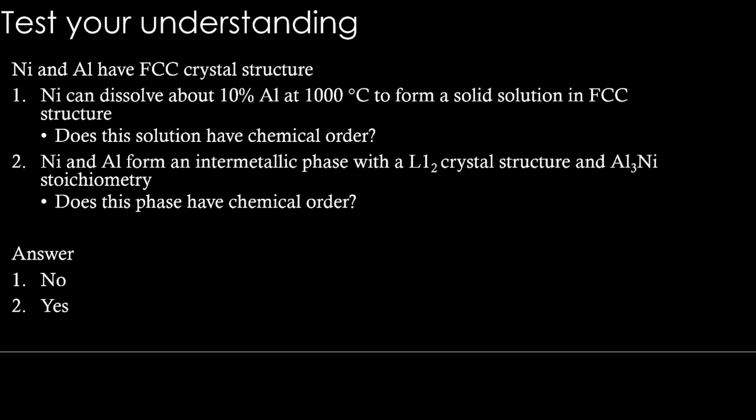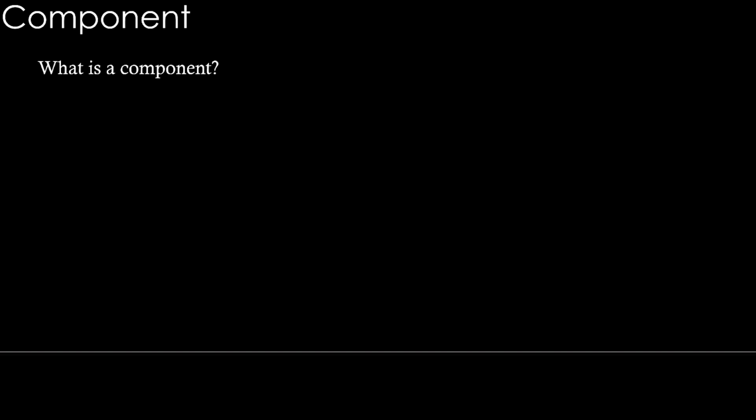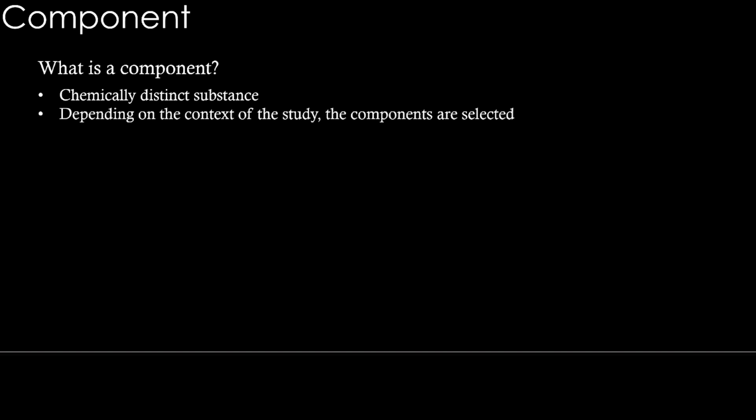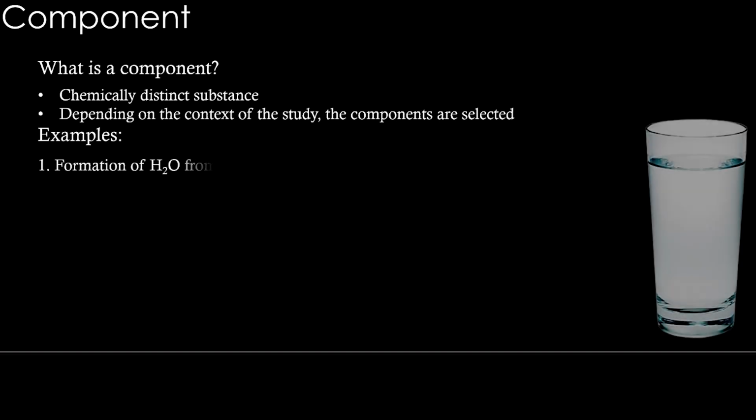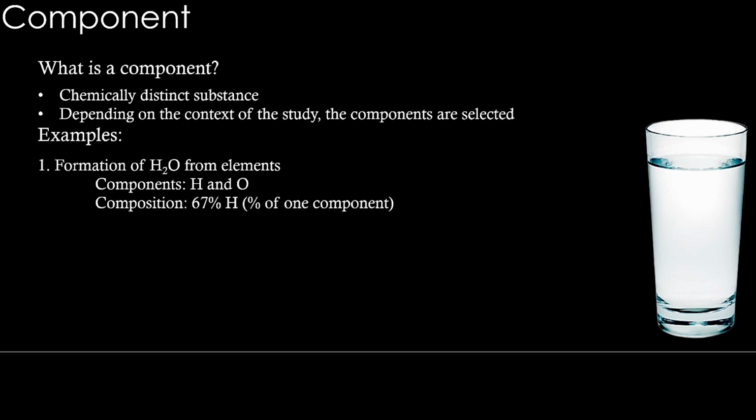Okay, fine. Let's understand one more important idea: components. We have used this word already. Let us see what it is. What is a component? A chemically distinct substance. Depending on the context of the study, the components are selected. For example, formation of H2O from its elements. This is the context. Then what are the components? Hydrogen and oxygen are the components. So here, if we want to talk about composition, we represent it in terms of percentage of hydrogen, that is percentage of one component.